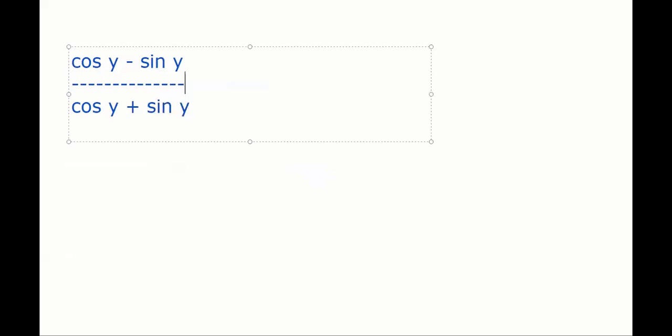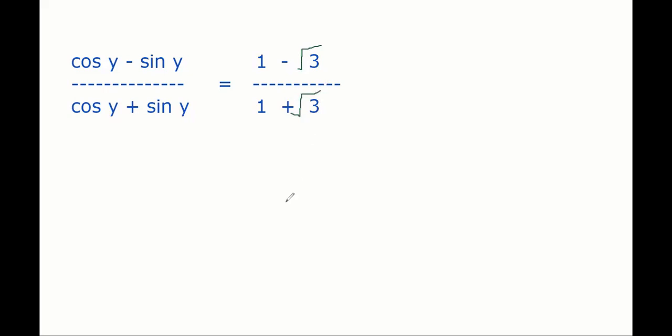Cos theta minus sin theta by cos theta plus sin theta, and that is given as, what do I have to write? Wait, don't copy this till I tell you, because I have to write something more there. I'll use my marker to do this. Wait. It is 1 minus root 3 and 1 plus root 3. Cos theta minus sin theta by cos theta plus sin theta is equal to 1 minus root 3 by 1 plus root 3. What is the value of y?